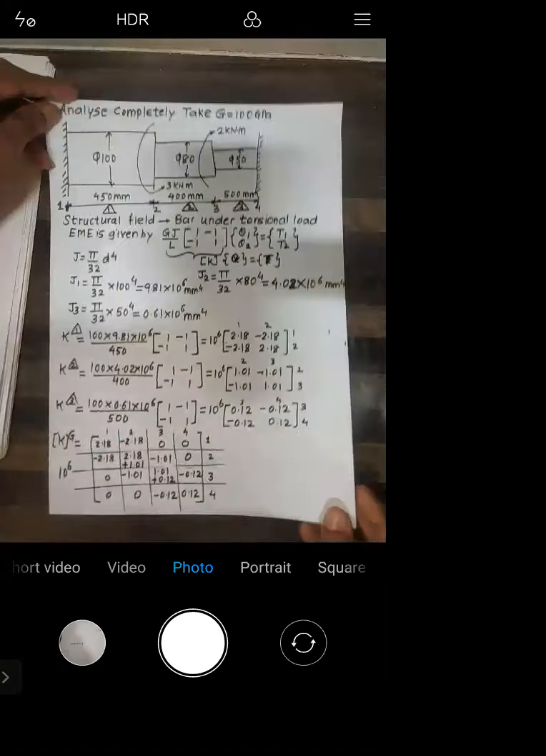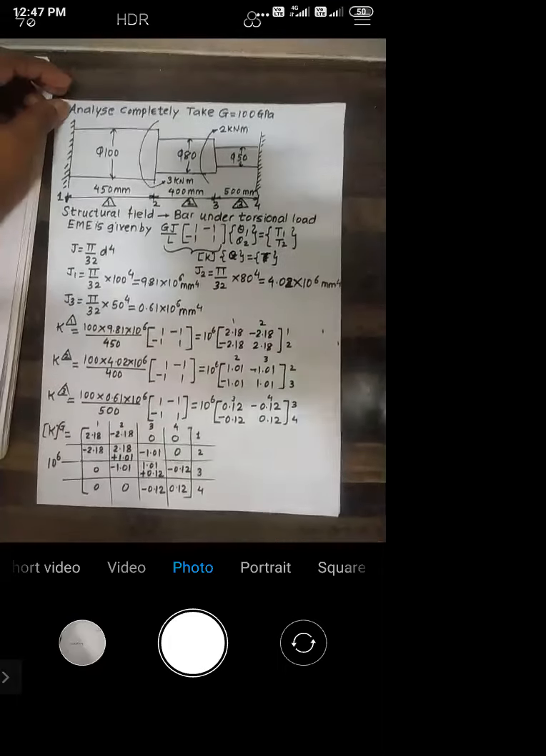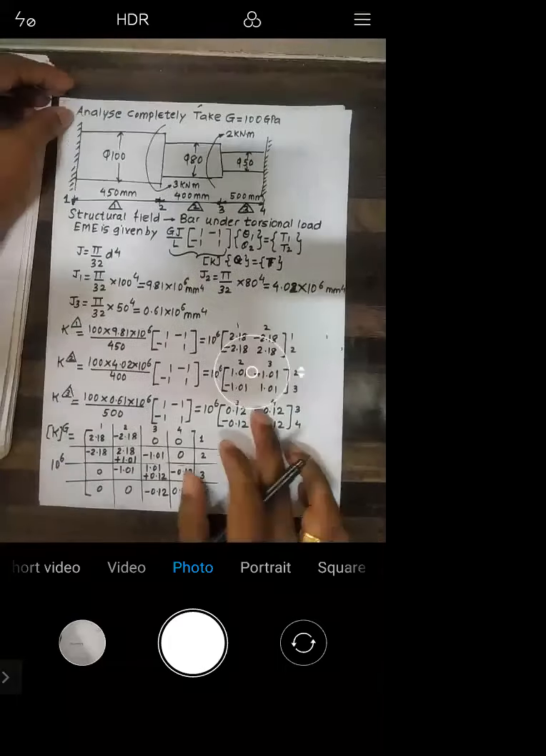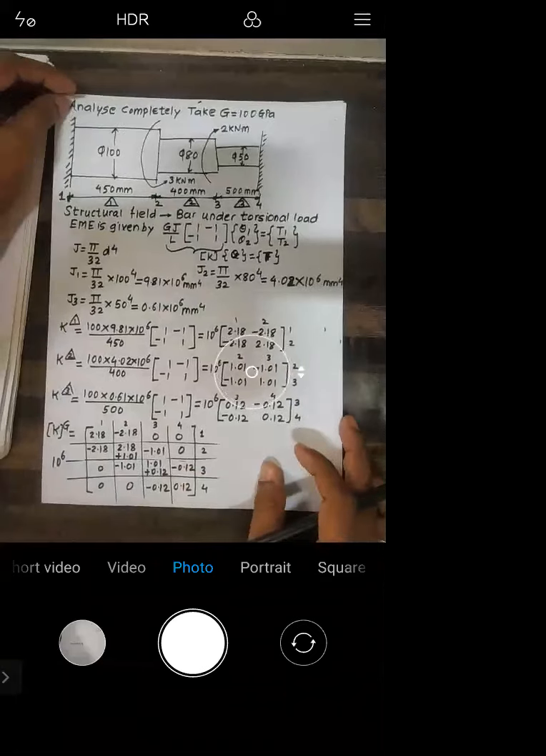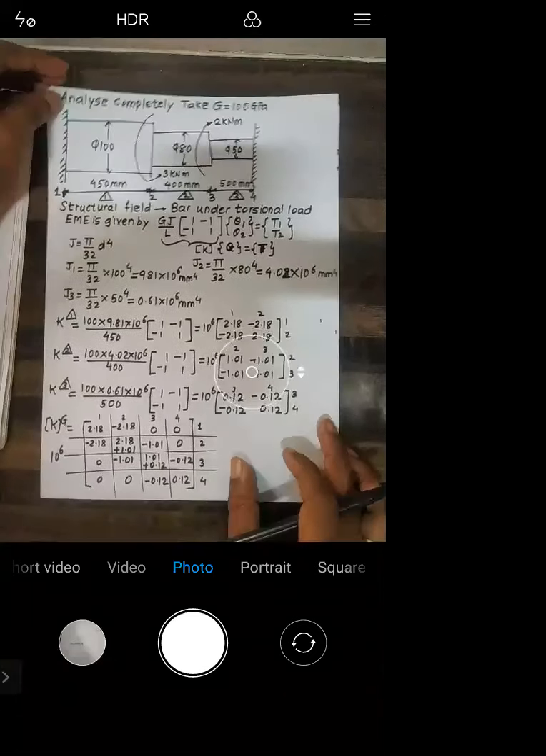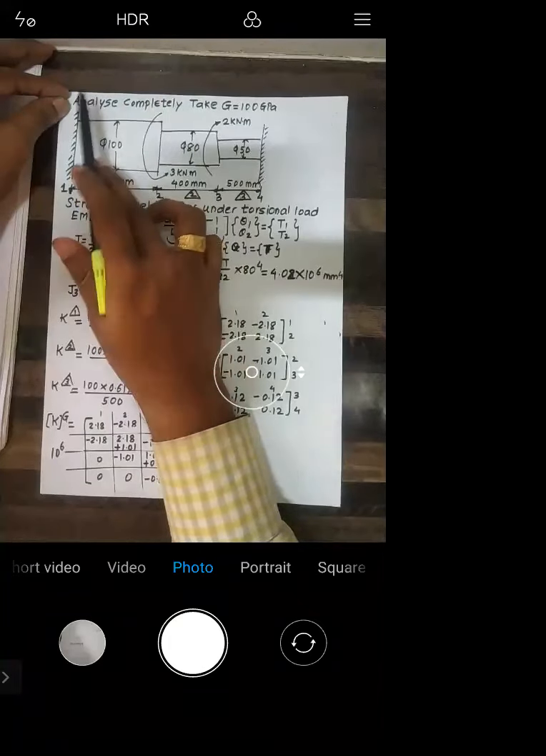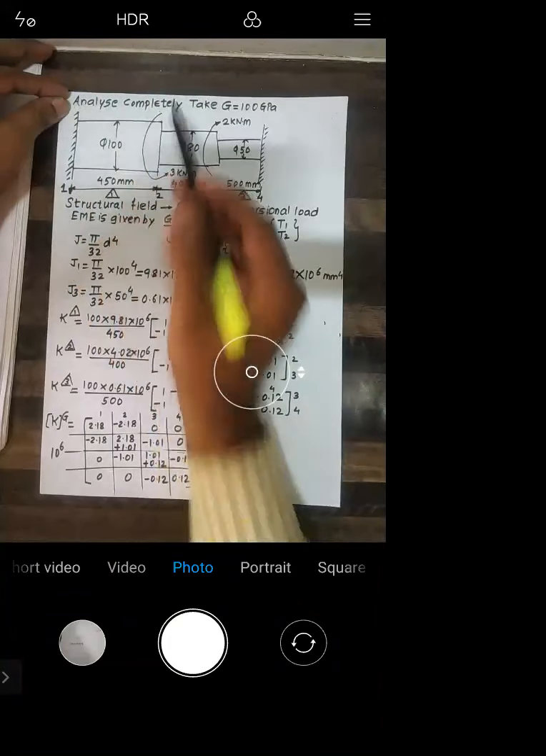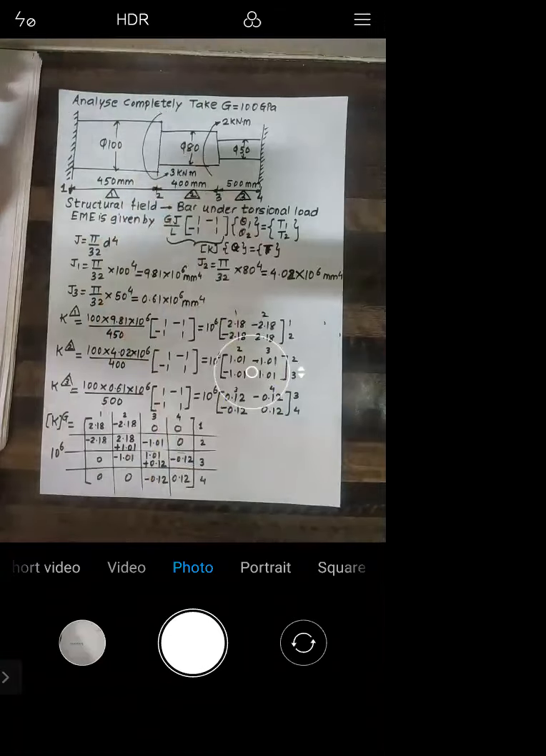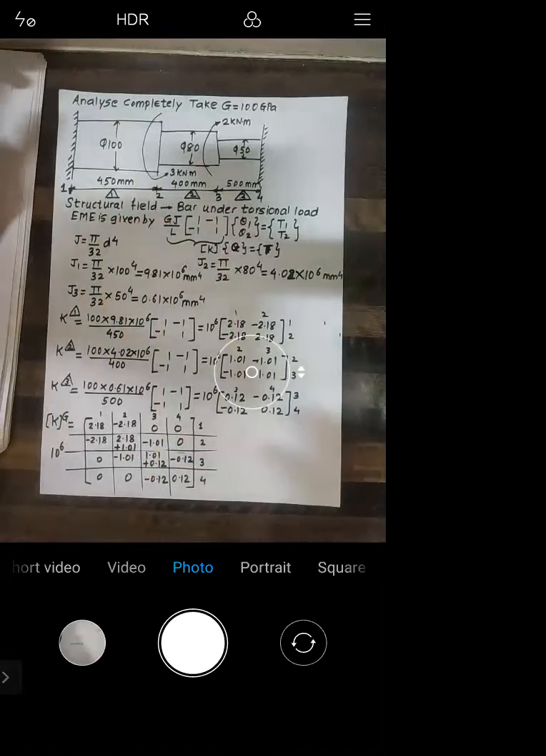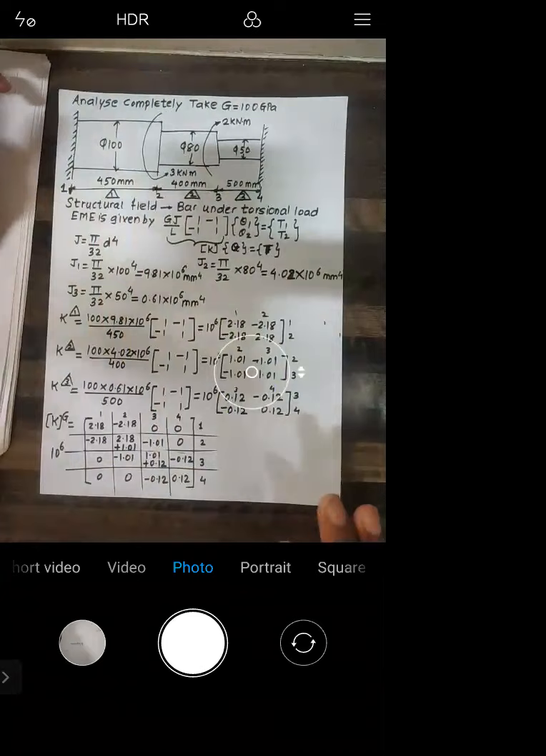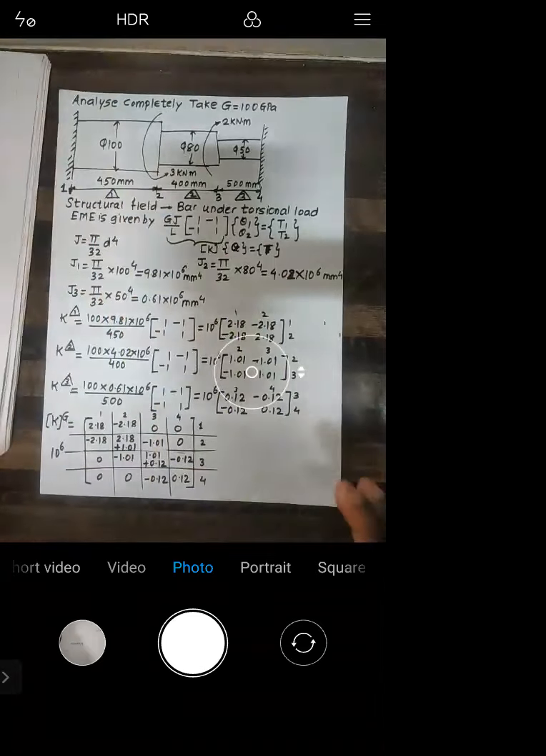Okay. Let me summarize it. See here, what do we have? All of you see, those who joined late. They're asking to analyze the problem completely. Whenever it is written as analyze completely, finally we need to calculate the value of stress. That is the meaning of analyze completely. Finally, you calculate the value of stress.